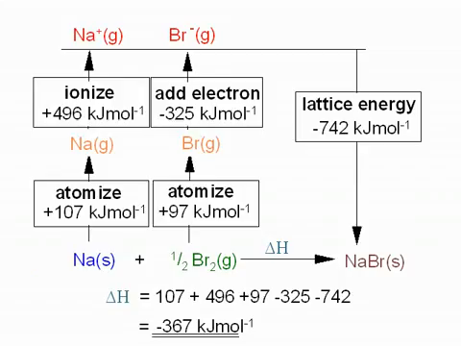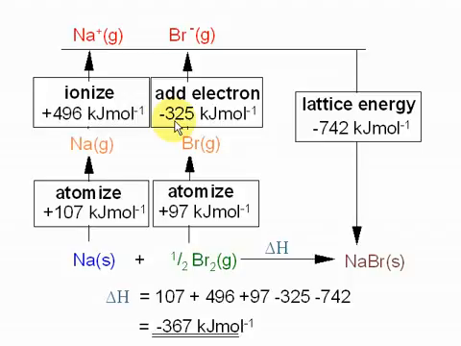Putting this information onto the chart, we can now see that to atomize the sodium requires 107 kilojoules per mole to get to the sodium gas. To ionize sodium, to remove the electrons, 496 kilojoules per mole. To atomize the bromine, to break all the bromine-bromine bonds, 97 kilojoules per mole, and then to add an electron to each of the bromine atoms actually releases energy, and that's minus 325 kilojoules per mole.